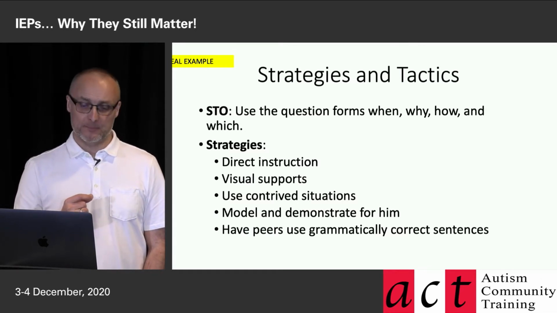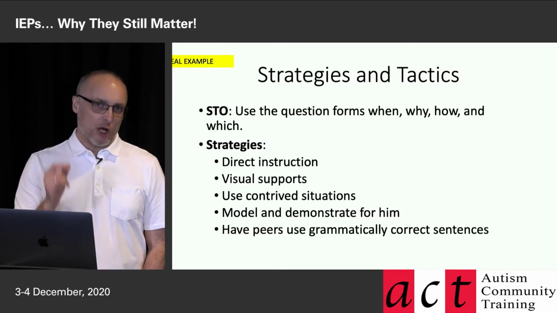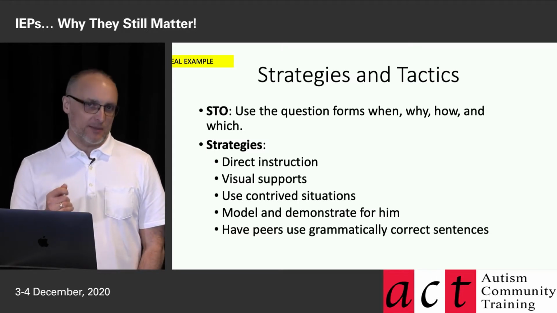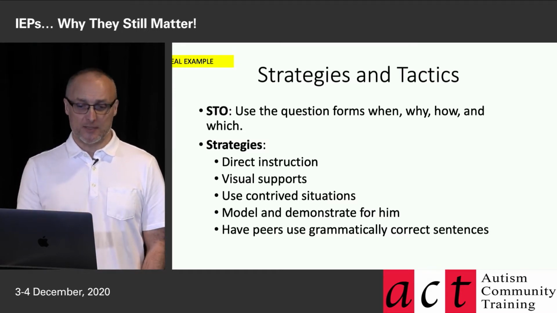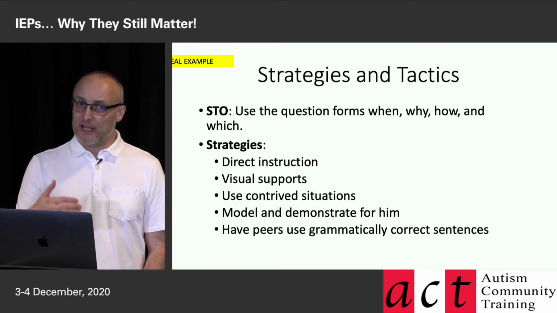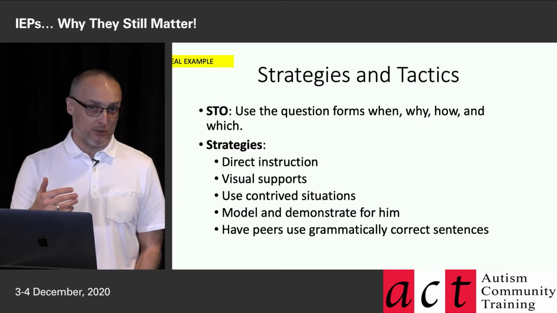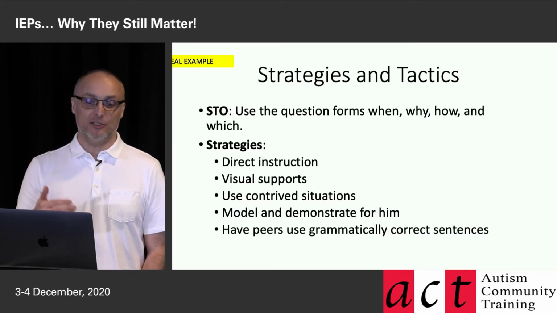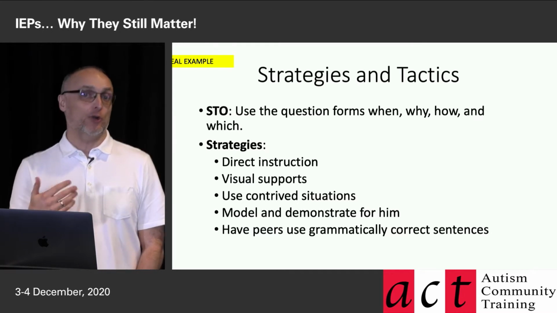Model and demonstrate for him. It's limited logic here. Yes, modeling and demonstrating. We benefit from models. But arguably, this student, let's say they're 6 or 7 years old, they've been around on the planet for 6 or 7 years. They've probably seen thousands of models of people asking WH, and clearly that has been insufficient. If it was that easy, they would have learned it by now.